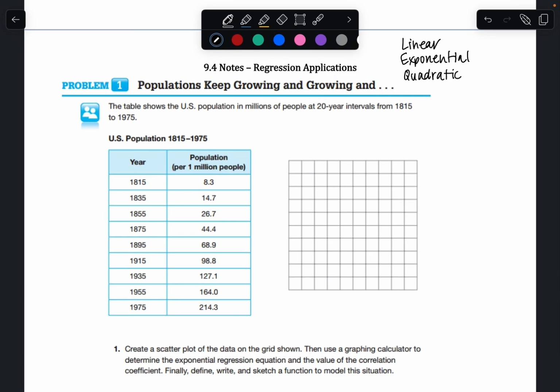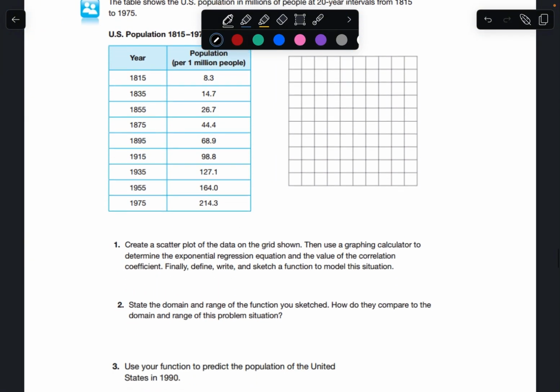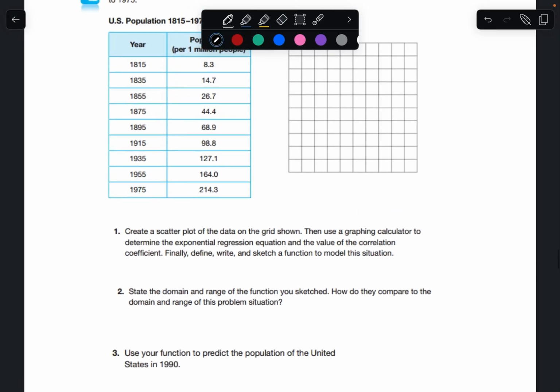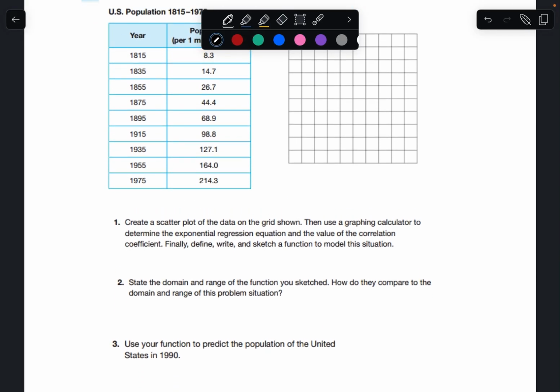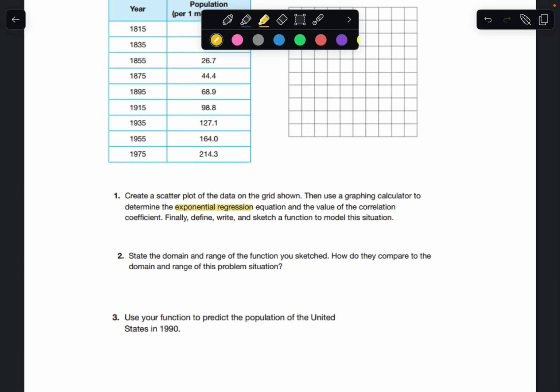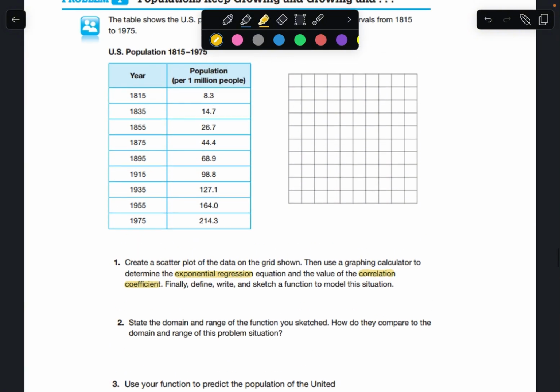It says the table shows the US population in millions of people at 20-year intervals from 1815 to 1975. Okay, and so it says create a scatter plot of the data. We will do that in Desmos. Then use Desmos to determine an exponential regression. Okay, so they're telling us what to use. Find the value of the correlation coefficient. And then define, write, and sketch a function to model this situation.